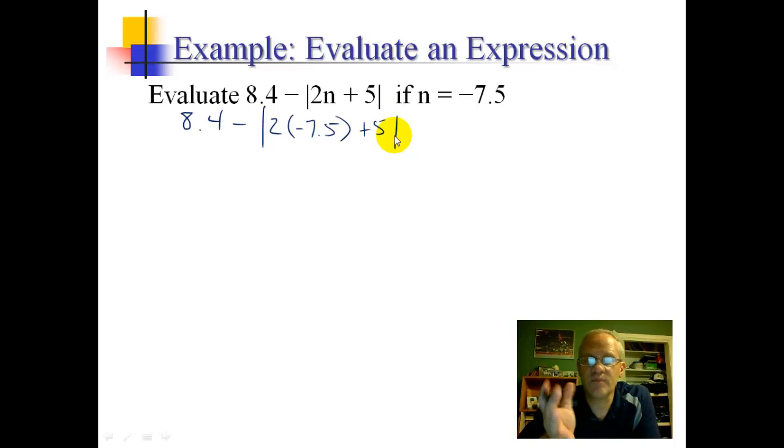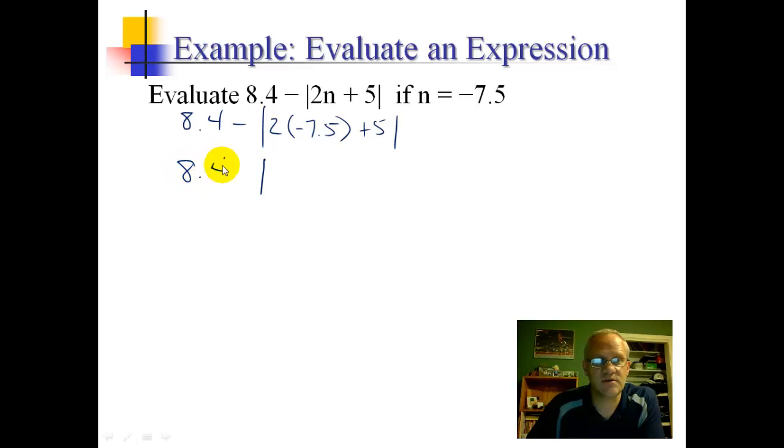Now the other thing about these absolute value bars is they act like grouping symbols. So they act like parentheses, in the sense that when you're doing please excuse my dear Aunt Sally, you do those first. You do what's in the absolute value bars first, and then you take care of the rest of it. So in the absolute value bars here, we're going to follow please excuse my dear Aunt Sally. What do we do first? Well, we've got some multiplication and we've got some addition. So we're going to do the multiplication first here, right?